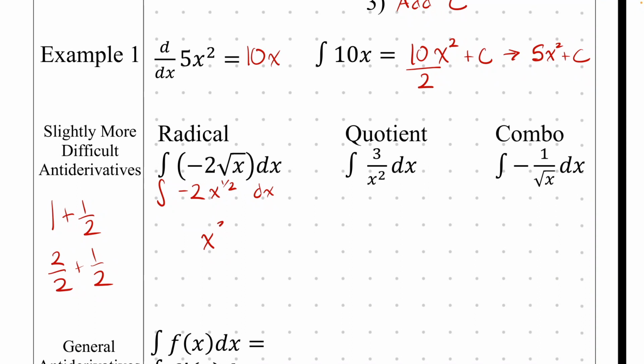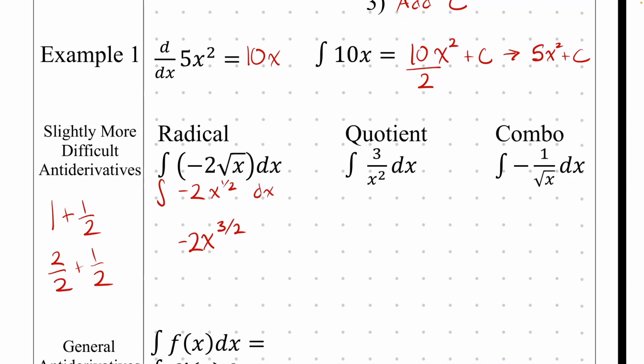Three halves, 3/2. You should be comfortable jumping from 1/2 to 3/2 in your head from now on, because it's a very common thing that you'll add to halves. And then I still have a -2 up front. That's still the coefficient.